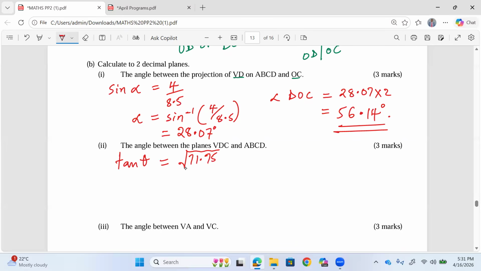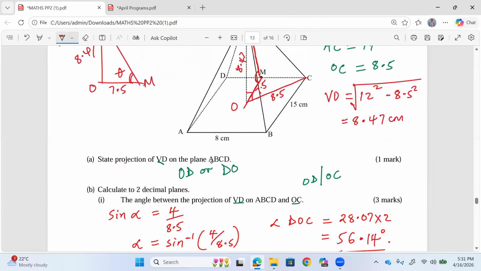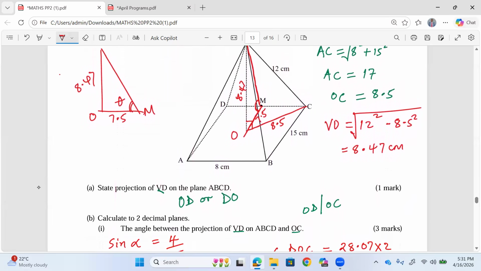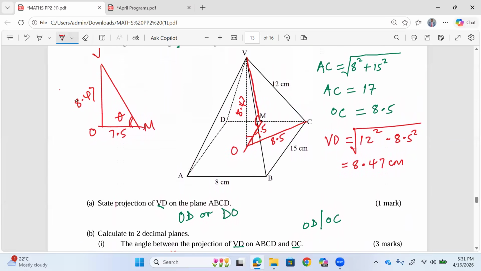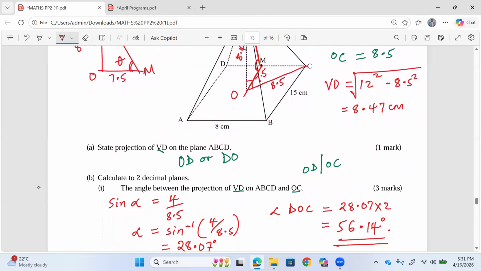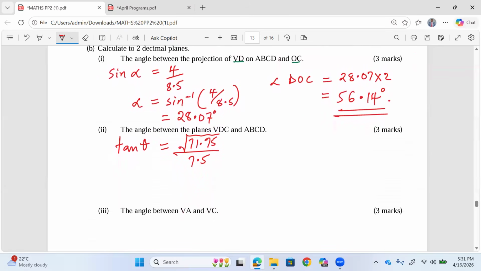71.75 out of 7.5, which is the adjacent. Yeah, this length I'm giving it as the actual value, the square root of 71.75, to avoid a lot of error. So theta shall be given by the tan inverse of the square root of 71.75 out of 7.5, and we get the angle.